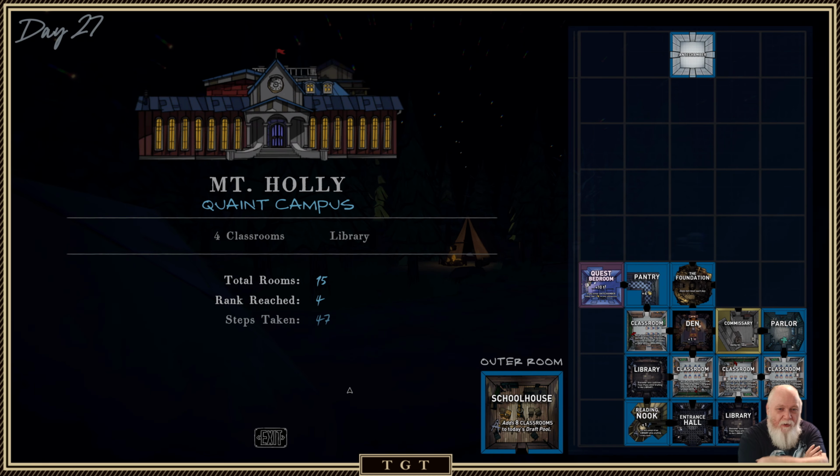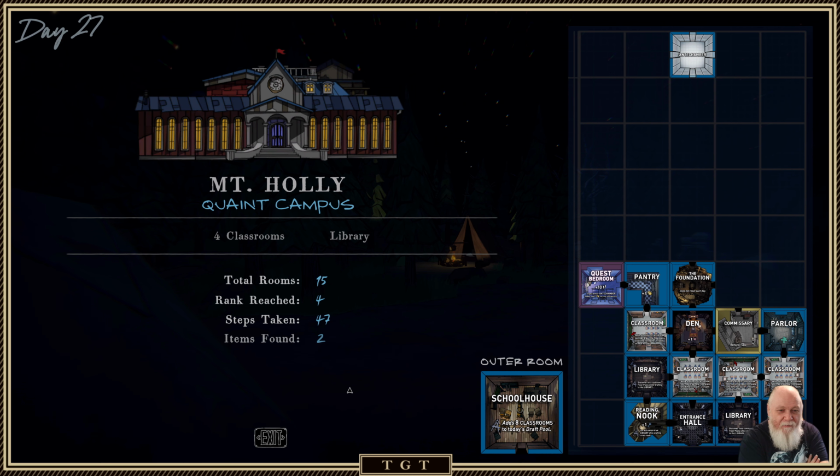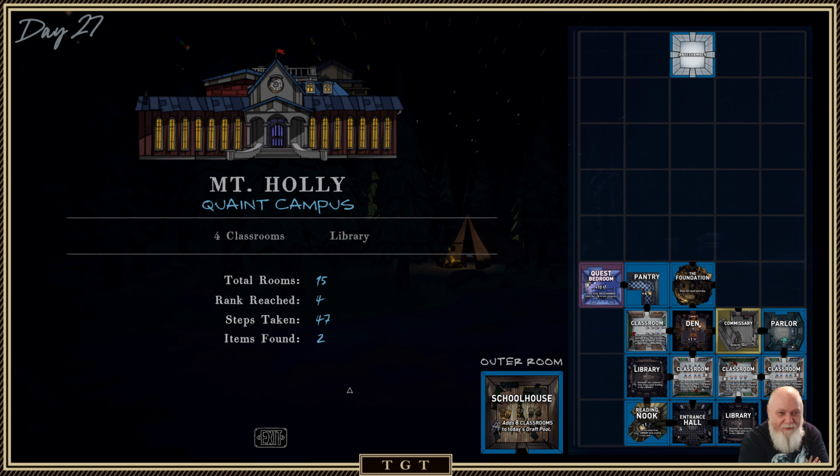Quaint campus, 4 classrooms, library. Total rooms 15. Rank reached 4. Steps taken 47. Items found 2. Might as well just say, you suck.